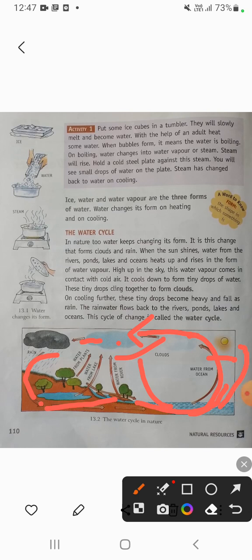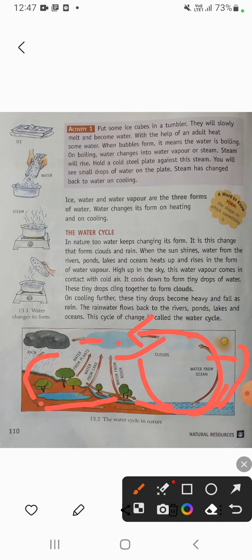In our next video, we will discuss the other topics from this chapter, that is changing weather. So in our next video, we will discuss our new topic, changing weather.